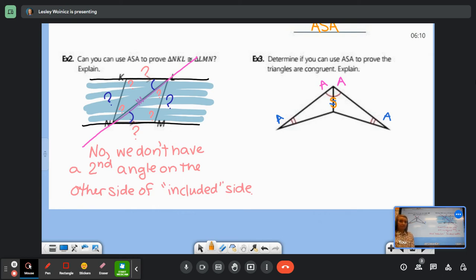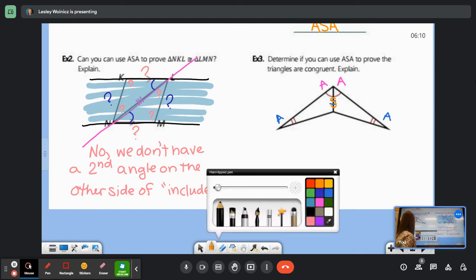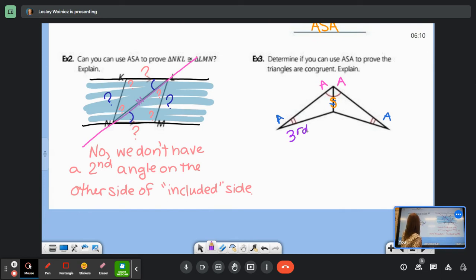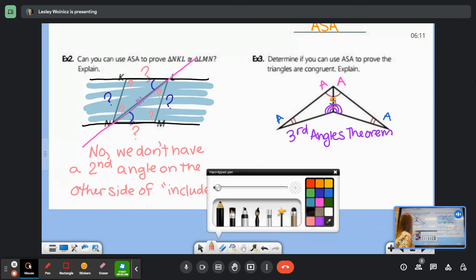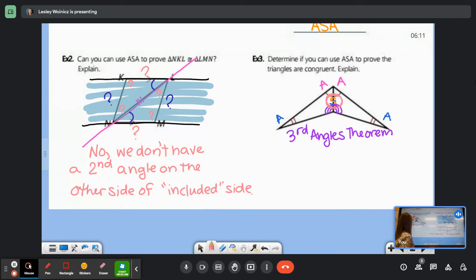However, I can use the third angles theorem. And say, okay, because I already have two congruent angles in these triangles, my third angles have to be congruent. So I can say that these two are also congruent to each other. And now, I have an included side between my angles.